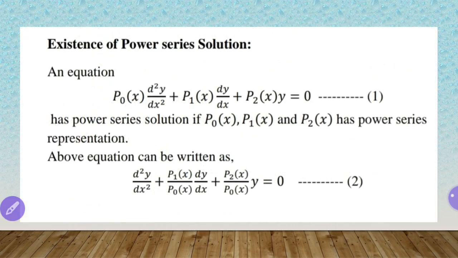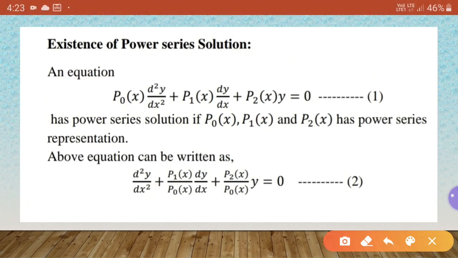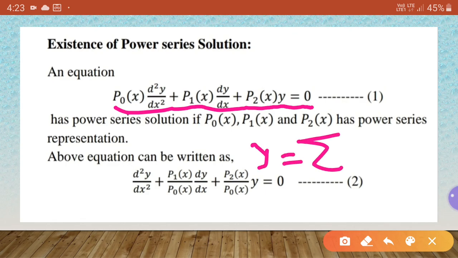Next, existence of power series solution. Now, how to find out this power series solution? If the general equation is p0(x) d2y/dx² plus p1(x) dy/dx plus p2(x) y equal to 0, then it has a power series solution in the form of y equal to summation ak multiplied by x to the power k, where k varies from 0 to infinity.